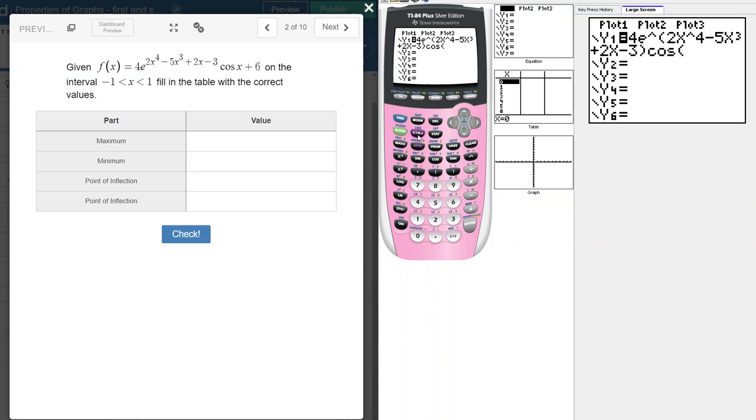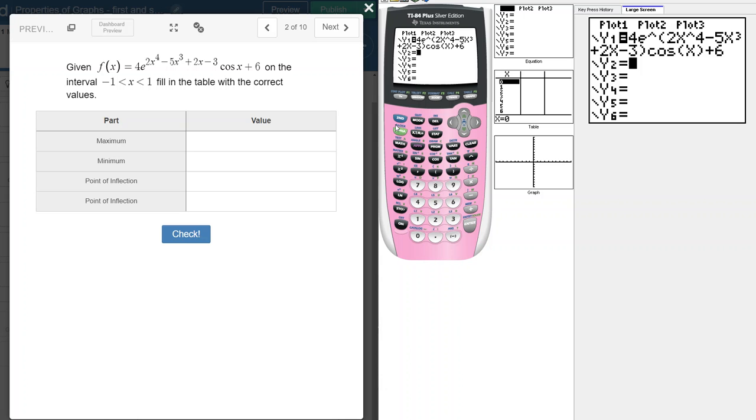And then I need my cosine. Notice how the x is the only thing in the argument of this cosine. If the 6 were meant to be within it, there would be parentheses. So the fact that we don't have parentheses tells us it's just going to be the x in there.